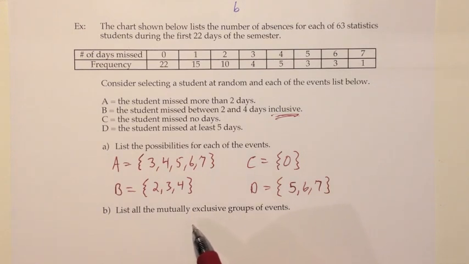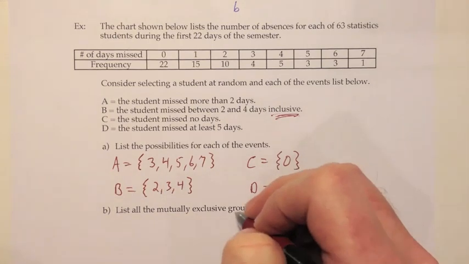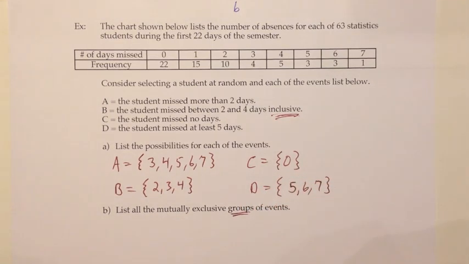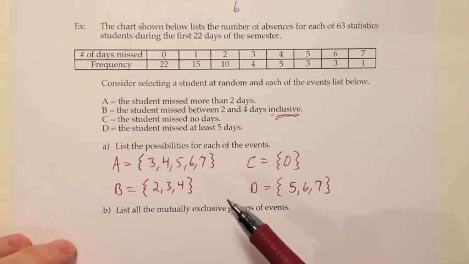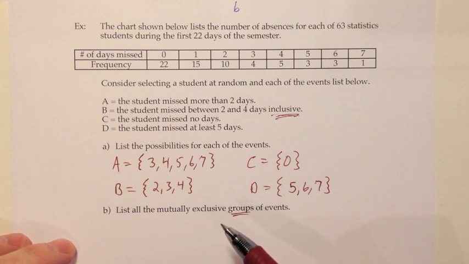Alright, so let's look at this idea of mutually exclusive. We saw the definition, but let's see it played out in the example. List all the mutually exclusive groups of events. So it says groups, so that could be any size. It could be a pair, a triple, or even a quadruple. So let's do that in order. Let's look for pairs that are mutually exclusive. Remember, that means that there's no overlap to them.